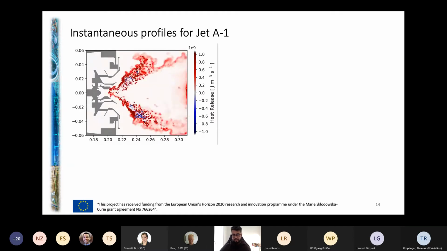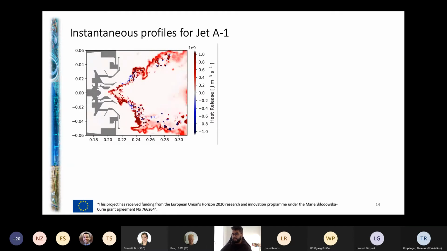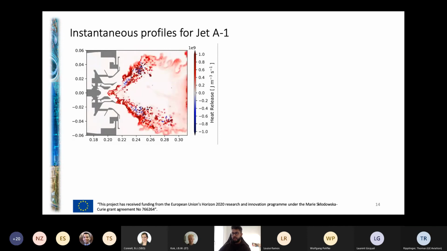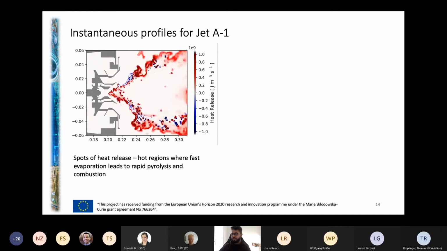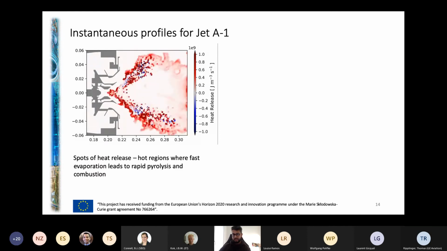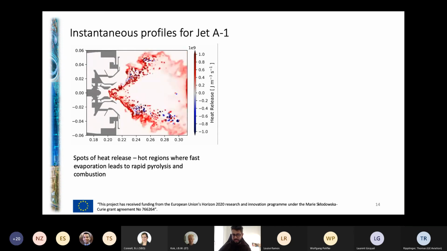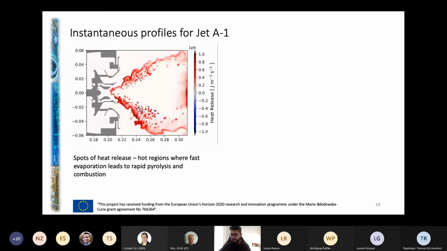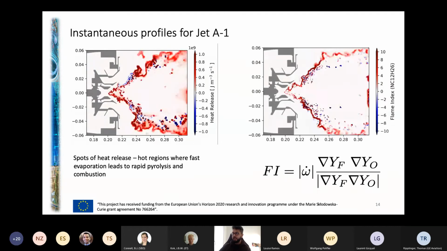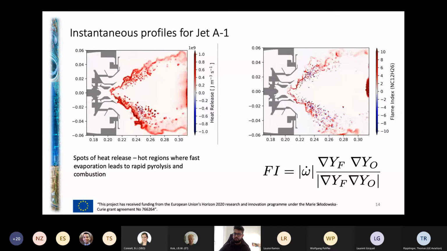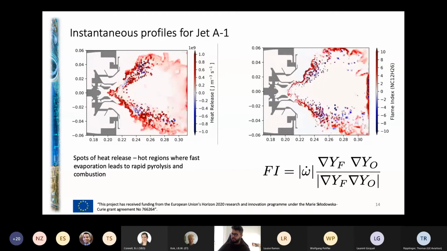When you look at instantaneous snapshots of heat release, you have several spots of heat release in the recirculation zone. These are the regions where you have small droplets at high temperatures that are evaporating very quickly, releasing vapor, which then undergoes quick pyrolysis, and then there is heat release. There is a lot of work when you also look at the flame index, which would represent the regime that it is in.